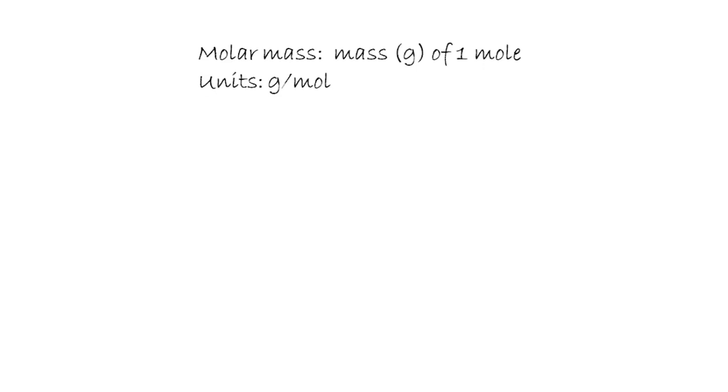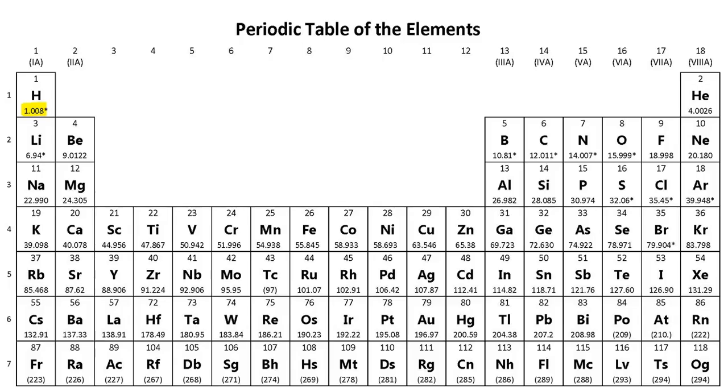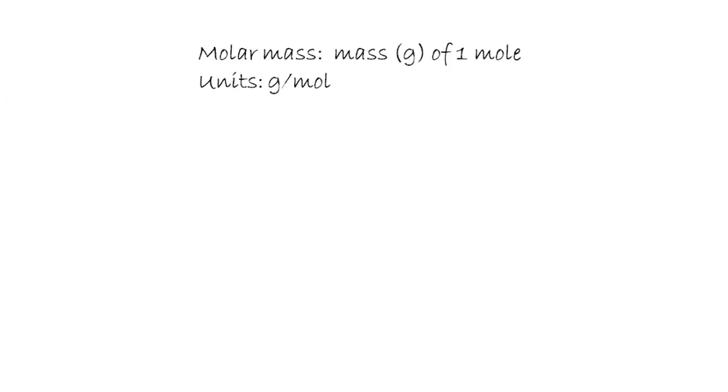Molar mass is the mass, in grams, of 1 mole of a substance, either an element or a compound, and it has the units of grams per mole. For example, if we were to write down the molar mass for hydrogen, we see from the periodic table that the value is 1.008, and we would report that as 1.008 grams per mole hydrogen. Writing the units in the format g/mole is perfectly fine if we're simply reporting a molar mass.